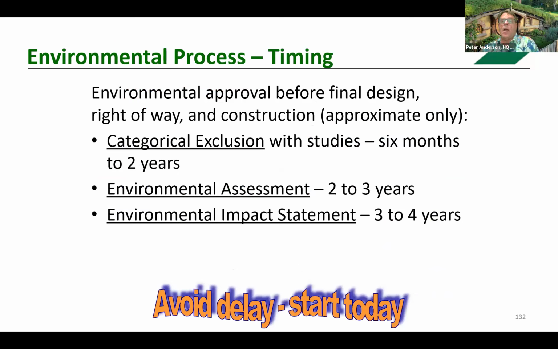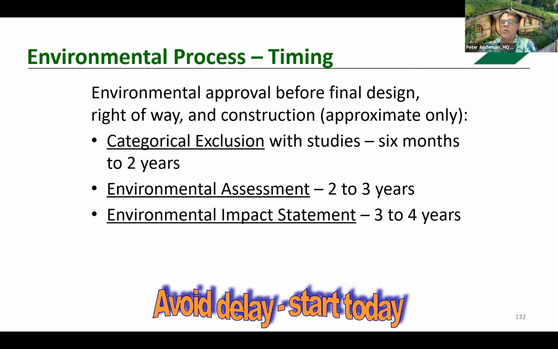Estimating the time required for preparing and processing technical studies and environmental documents is very important when establishing a project delivery schedule. The amount of time needed to demonstrate full compliance with the provisions of NEPA and other federal environmental requirements varies depending upon project scope and the presence of federally protected environmental resources within or adjacent to the project area.